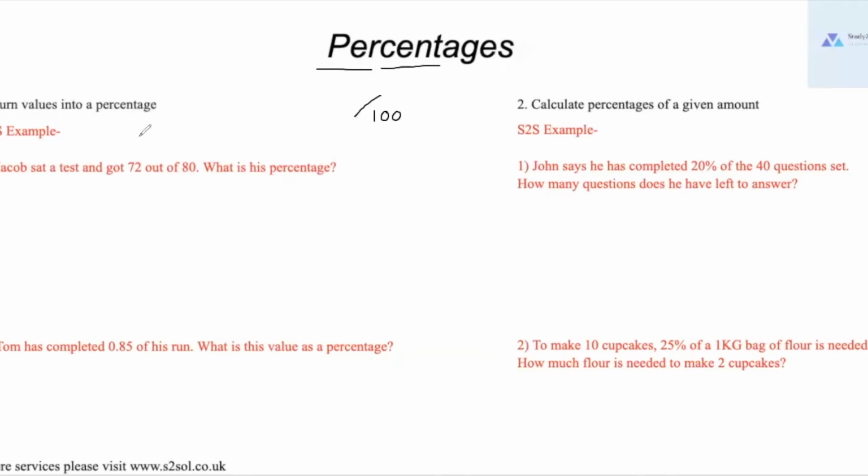So the first thing that we need to know how to do is to turn values into a percentage. And this question here says that Jacob sat a test and got 72 out of 80. What is his percentage? So what we need to understand is what our information has been given to us as. As we can see, we have 72 out of 80. This means that this question has presented information as a fraction. So we can create our fraction from the question, which is 72 out of 80.